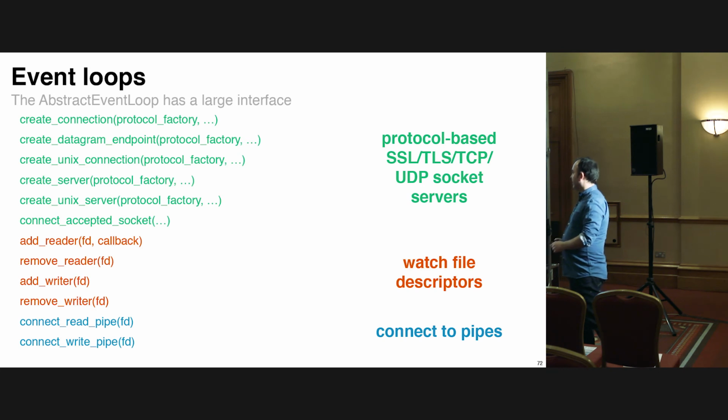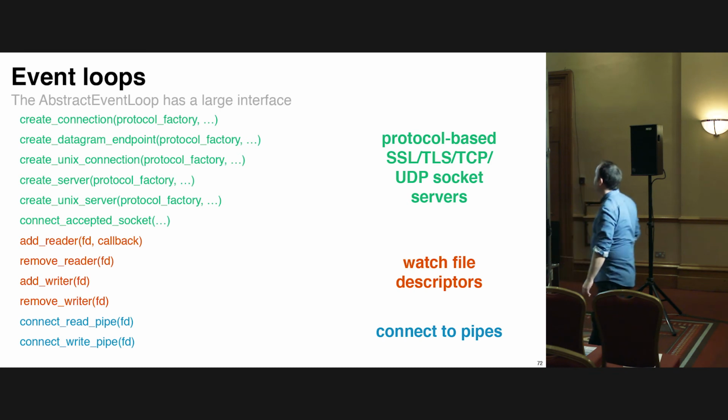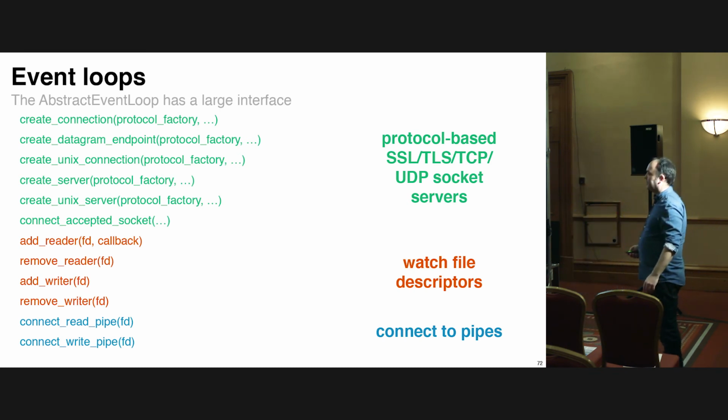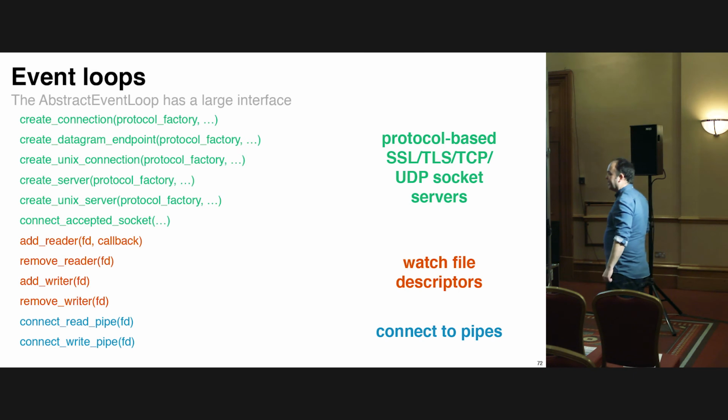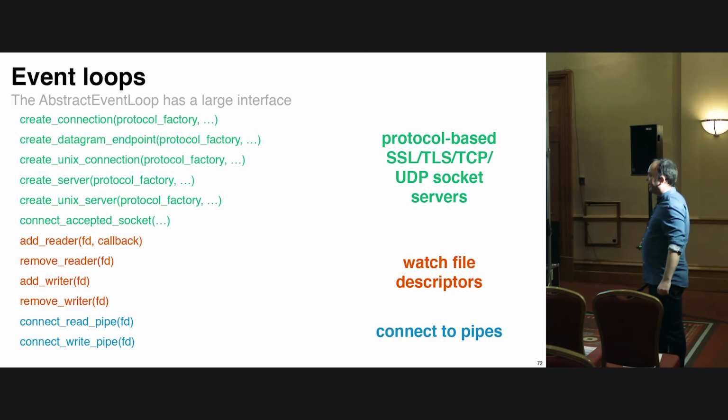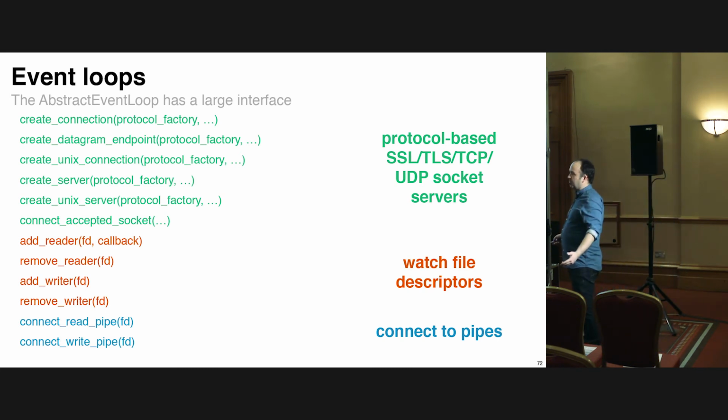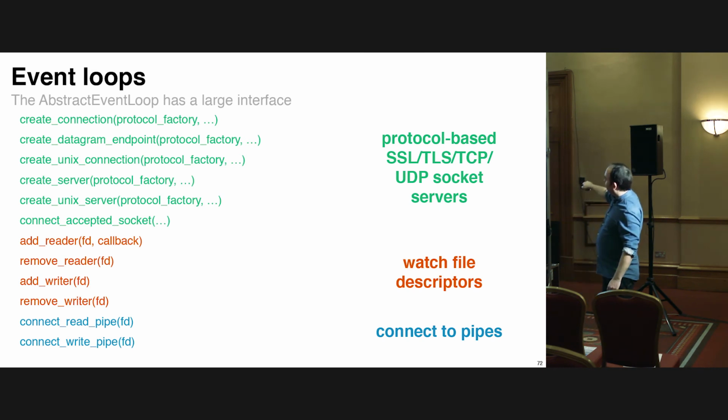I don't understand either, but that's how it is, and we're going to have to live with it forever. I think that was the problem. Basically anything that could possibly block has ended up in this API. So we can watch file descriptors. We can connect to pipes. I think there's even more.